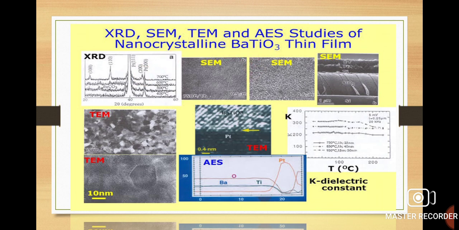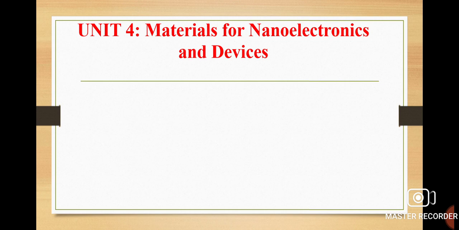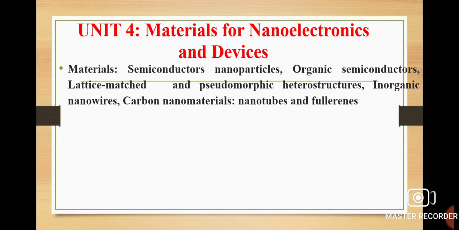If you understand this, let us move forward to the next chapter, that is materials for nanoelectronics and devices. What we are going to study, I am going to summarize over here. In this chapter, initially we are going to discuss the materials: semiconductors, nanoparticles, organic semiconductors, lattice matched and pseudomorphic heterostructures, inorganic nanowires, carbon nanomaterials, nanotubes and fullerenes. These are the different materials we are going to discuss in chapter 4.